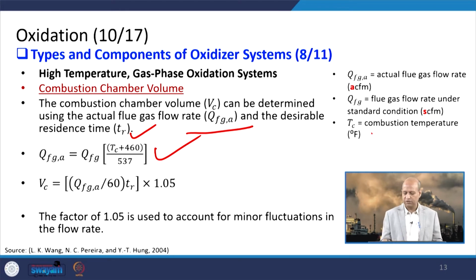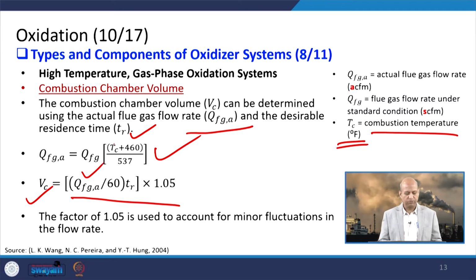Okay. Tc is here the combustion temperature which is known, and because it is in Fahrenheit, we can convert it into Celsius. Then this Vc is the combustion chamber volume which can be computed by using this particular formula.